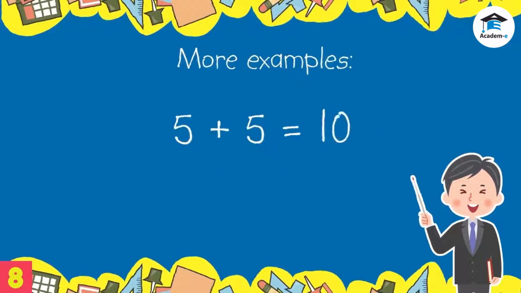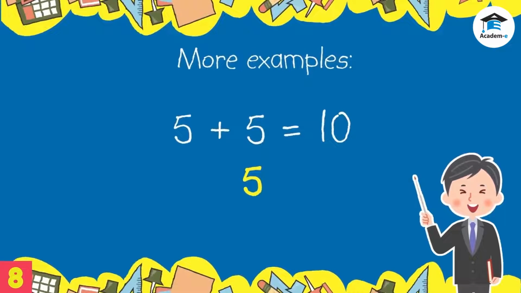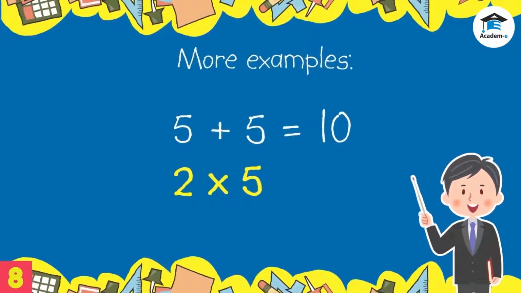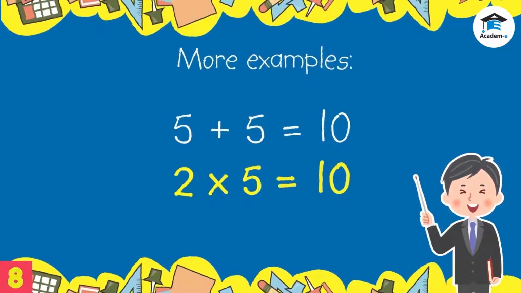As our second example, we have 5 plus 5, which is equal to 10. We're going to add up a batch of 5s. Let's put 5 here, and how many 5s are we going to add up? 2. Let's put 2 here. In multiplication sentence, it is 2 times 5 and we get 10.